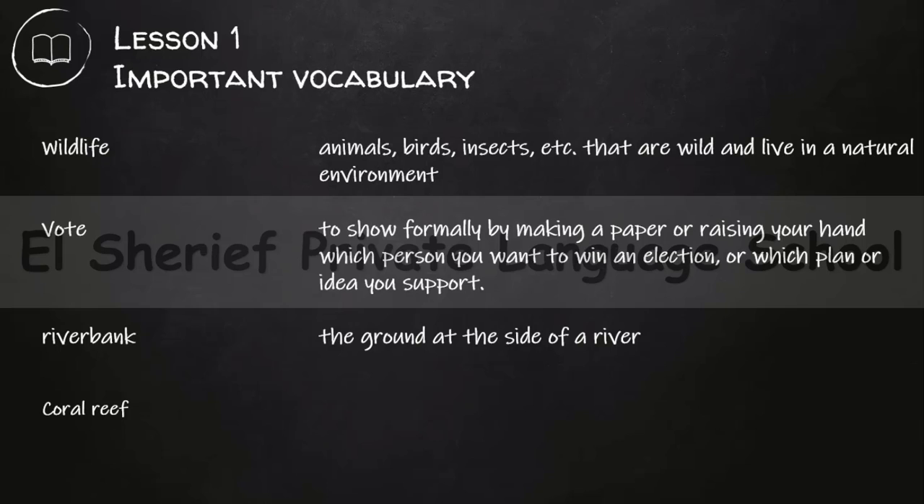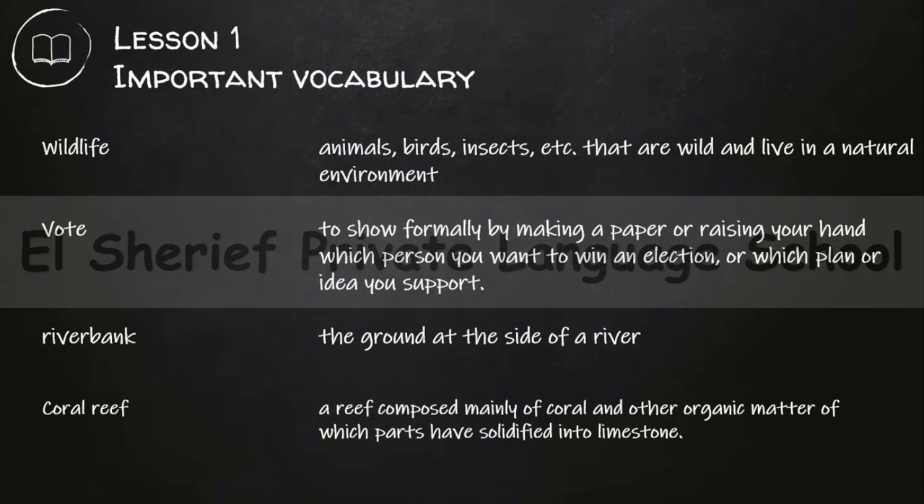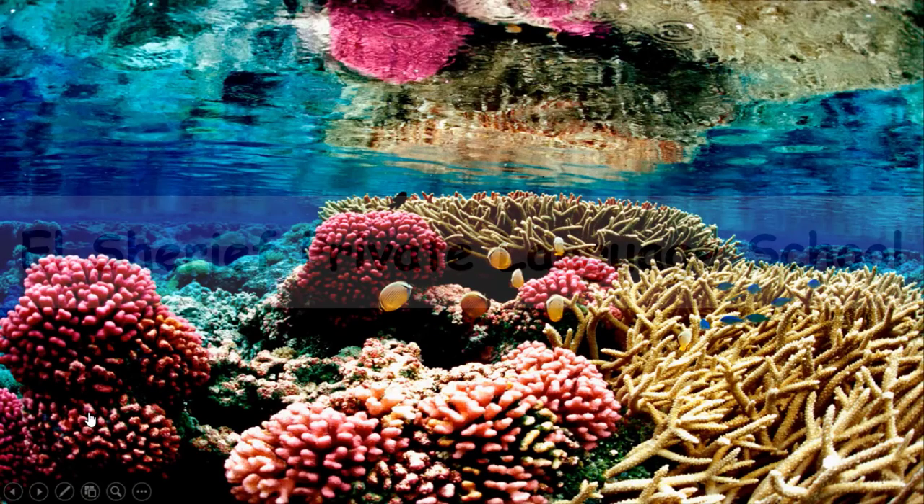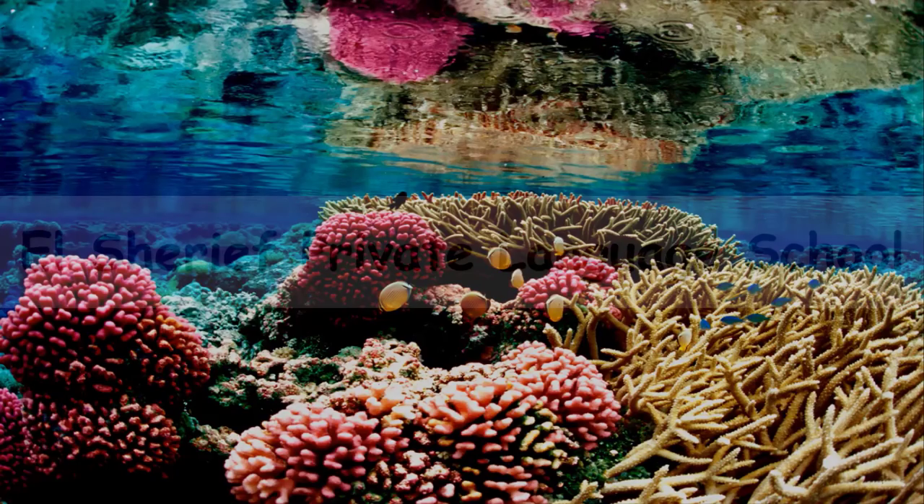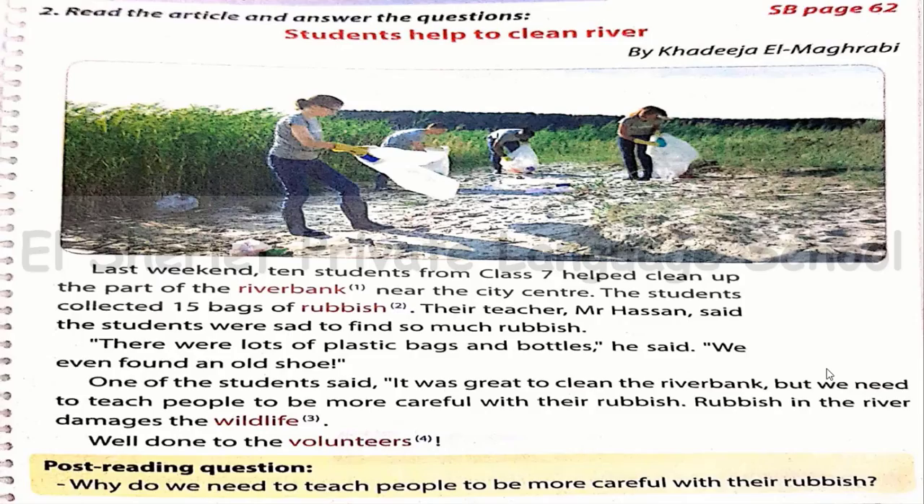Now let's move on to the last word here, and it's called coral reef, and it means a reef composed mainly of coral and other organic matter, of which parts have solidified into limestone. And for this, I'm going to show you a picture. Let's click on this, and yes, this is the coral reef. So let's move on, and now it's time to read this article to extract some important words and some important language notes.